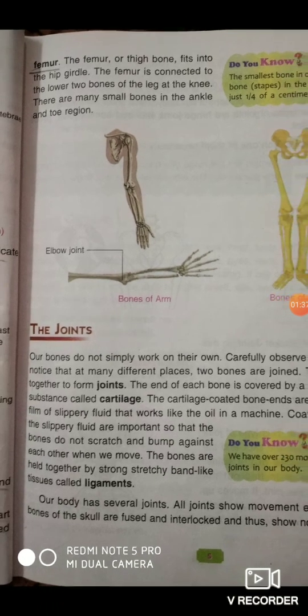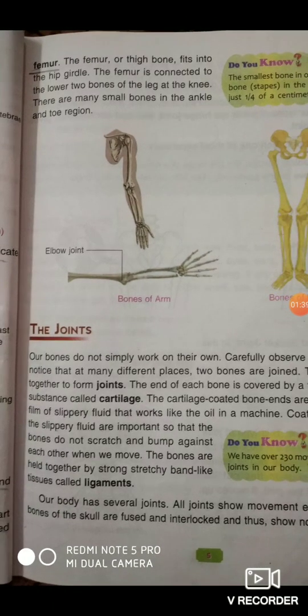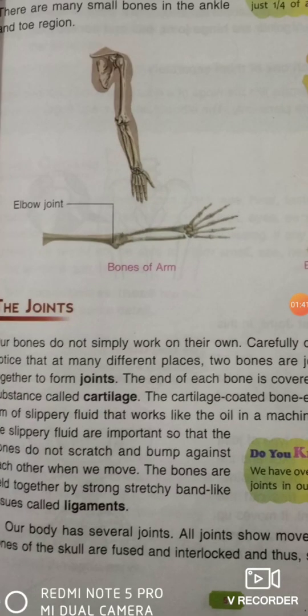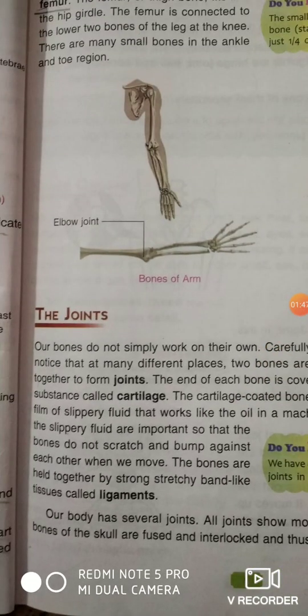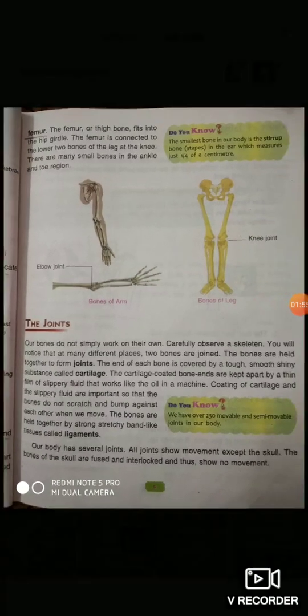And bones are held together by a strong stretchy band-like tissue called ligament. So these two words, cartilage and ligament, are very important for you. You have to write the differences between cartilage and ligament. Okay?